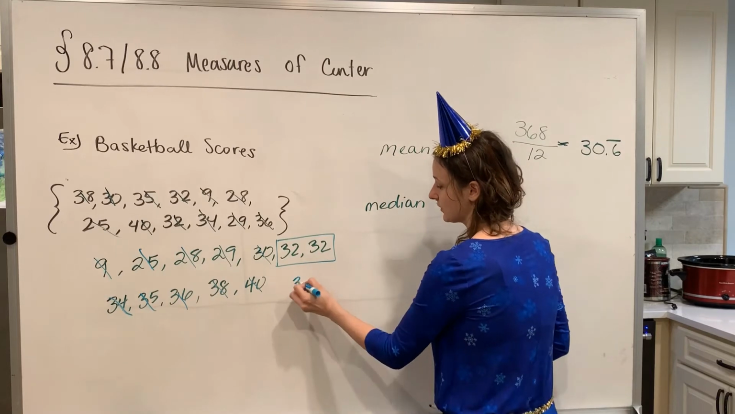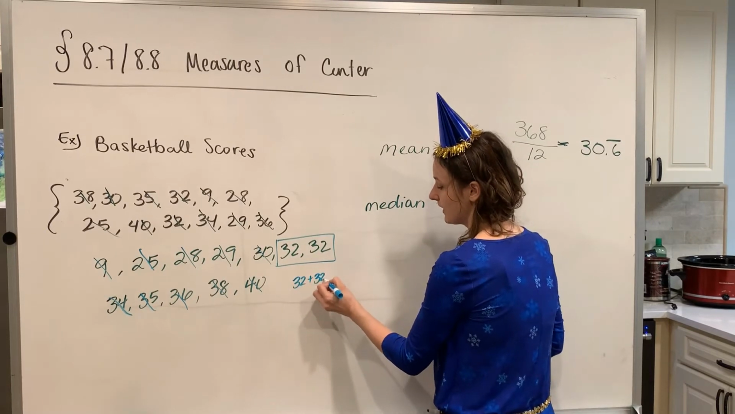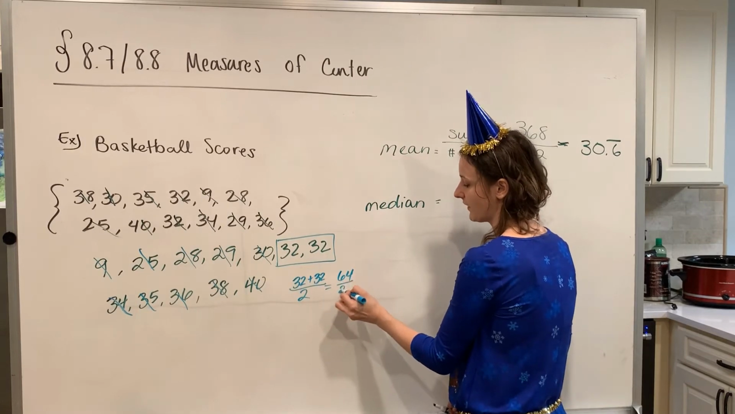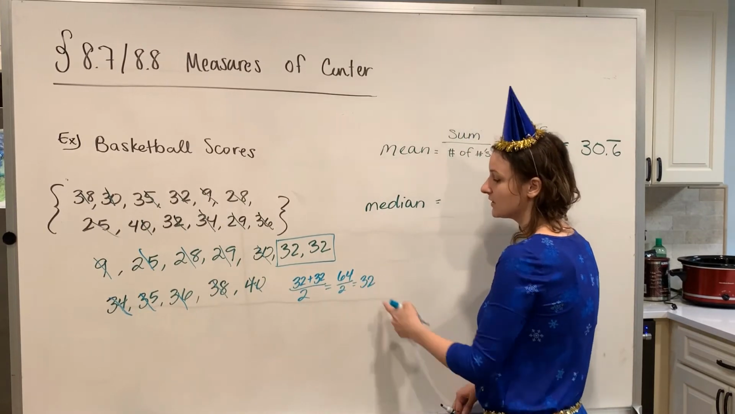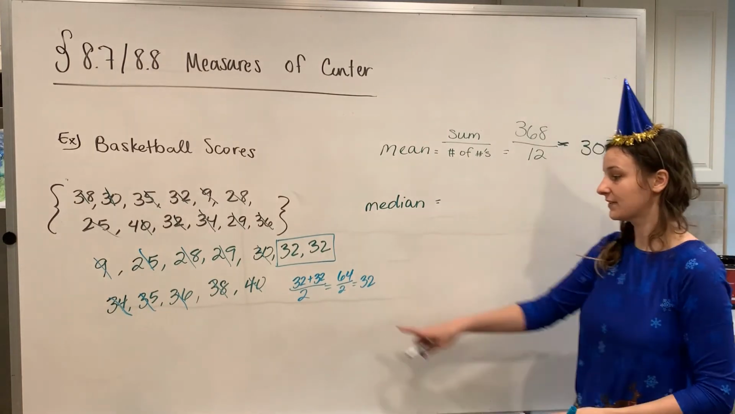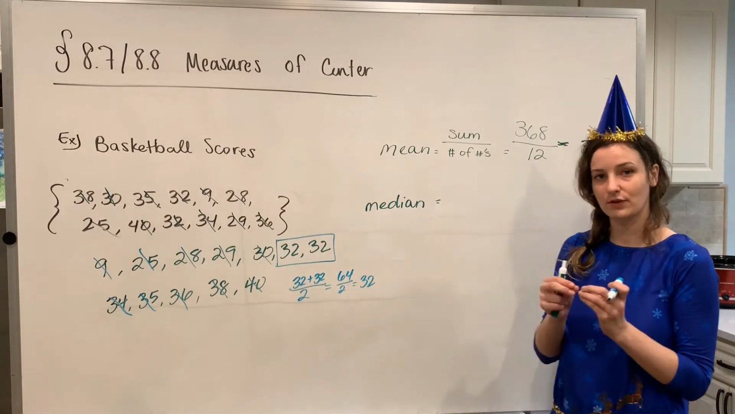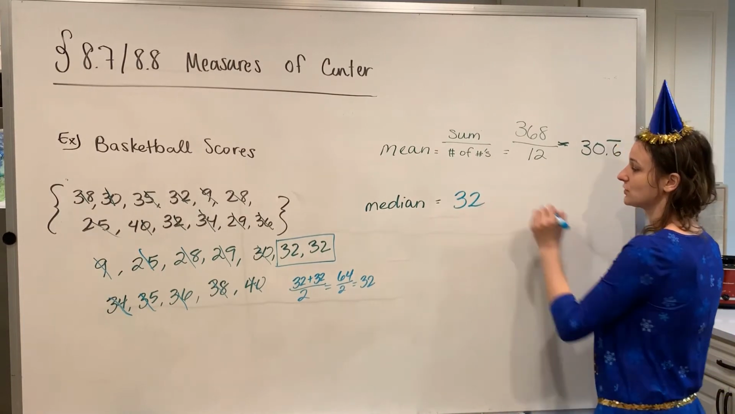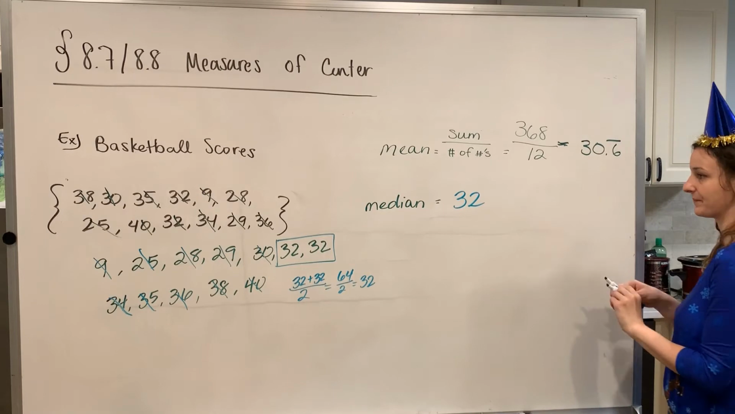You could add 32 plus 32, and you have two numbers, so then divide by 2, which will give you 64 divided by 2, which is 32. So these ended up being the same because they were the same number. But if they weren't the same number, this is how you would find the average of those two middle numbers to get the true median. So here our median is 32 points per game.